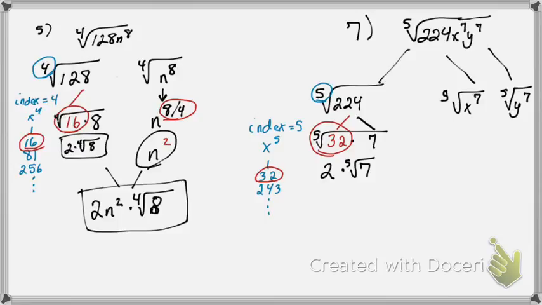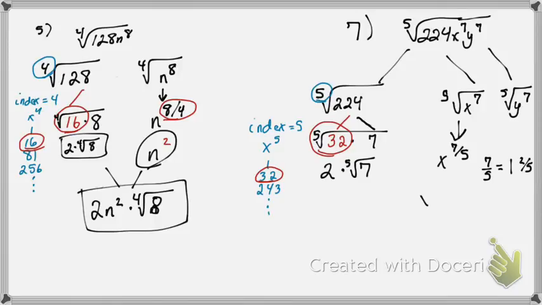Okay, so now when we look at the variables, let's say we look at the 5th root of x to the 7th. We're going to start by changing it to a fraction like we did the other day. So we've got x to the 7 divided by 5. When we look at that, we're looking at 7 over 5. I'm going to change that to a mixed number. So that would be 1 and 2/5 left over. So we've got 7 over 5 reduced to 1 and 2/5.